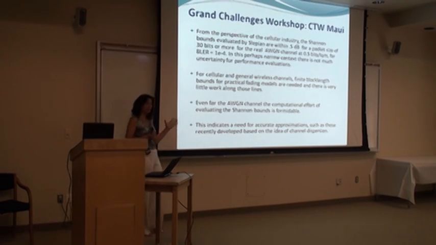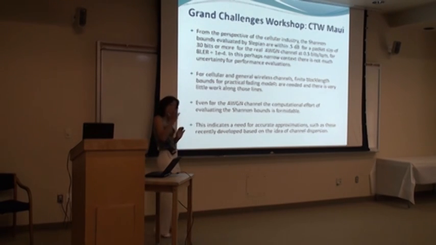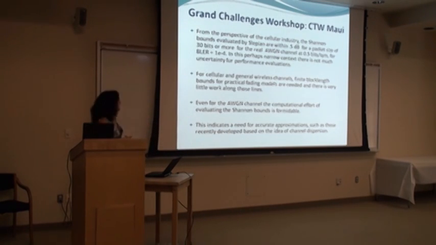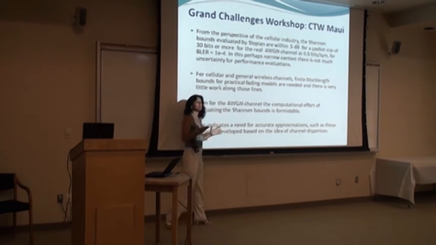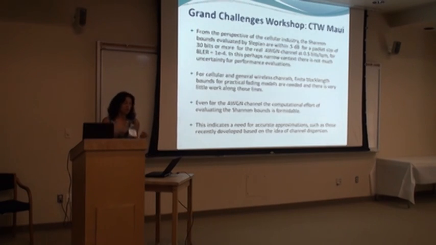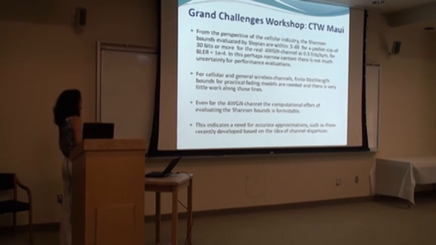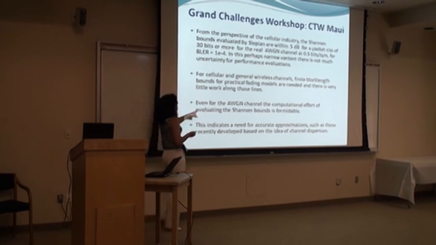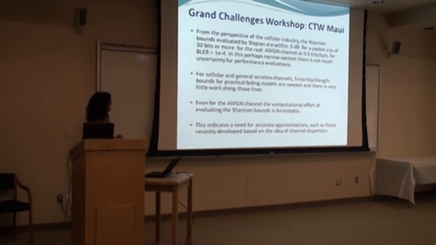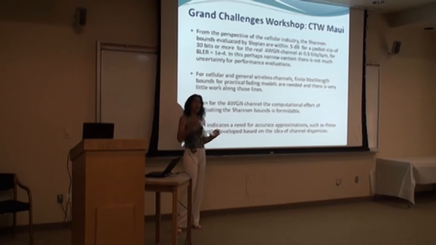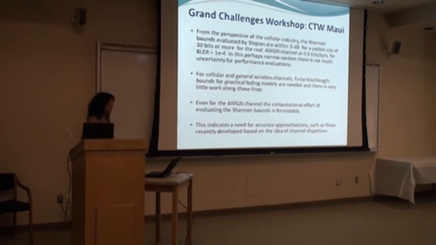Okay, so the response was, and I'd love to hear if people have other opinions on this, that if you move away from the AWGN channel, in particular if you start looking at practical fading models, there's very little work. The bounds that Polyanskiy computed were only for additive white Gaussian noise channels, which aren't practical for many systems. Moreover, the computational effort that is needed to compute these bounds based on Shannon's bounds is very large. So that indicates a need for accurate approximations such as the ones that I showed on the previous page. And that was the consensus of all the people that this is very valuable.